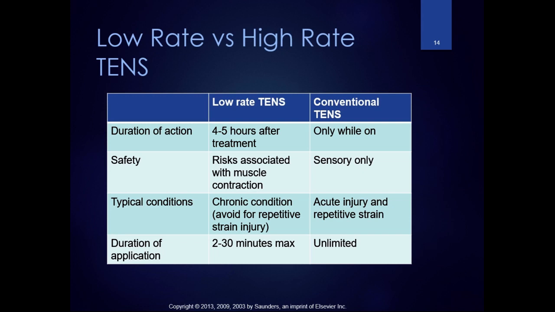Usually conventional TENS only has effect while it's on. The low rate TENS can have 4 to 5 hours after treatment. Some risks associated with the muscle contraction. Conventional TENS is sensory only. A lot of times the low rate TENS is used for chronic conditions. You don't want to use it for repetitive strain injuries because of that muscle thing. With conventional TENS, you're using it for acute injury or repetitive strain because it's sensory. TENS, you could wear it all day if you want, conventional, and low rate 20 to 30 minutes max.